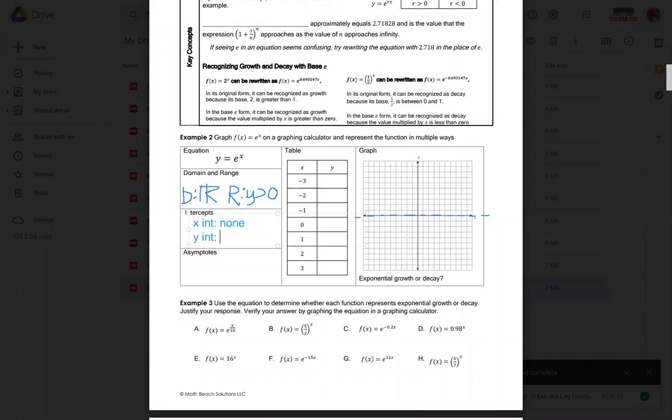All exponentials, including Euler's, have the y-intercept at (0, 1). So this is where you can start your graph from every time, at (0, 1). And again, that asymptote I was talking about is y equals 0.